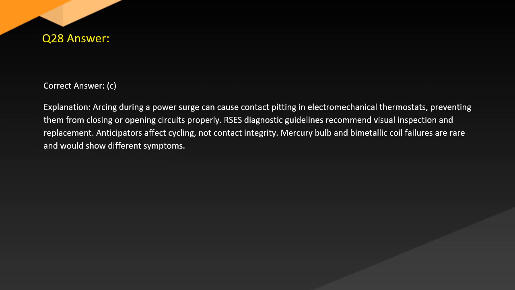Answer. Correct answer: C. Explanation. Arcing during a power surge can cause contact pitting in electromechanical thermostats, preventing them from closing or opening circuits properly. RSES diagnostic guidelines recommend visual inspection and replacement. Anticipators affect cycling, not contact integrity. Mercury bulb and bimetallic coil failures are rare and would show different symptoms.